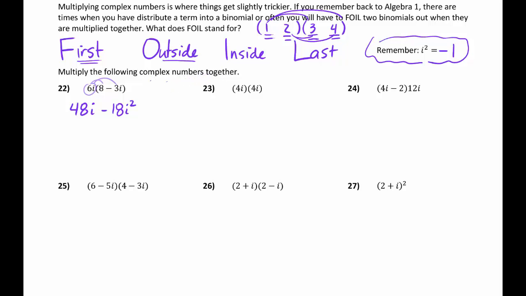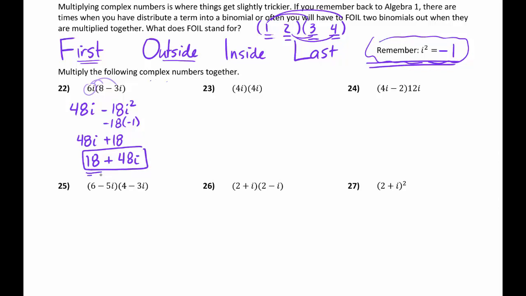Now, remember that little hint that we just talked about? i squared is equal to -1. So we can just go ahead and say this is minus 18 times -1, or in the end, plus 18. 48i, you can put that in front. I don't technically really like it up there. I think it would look better if we had the real part first, and then the imaginary part. So 18 plus 48i, I think, is how most math textbooks would write it.